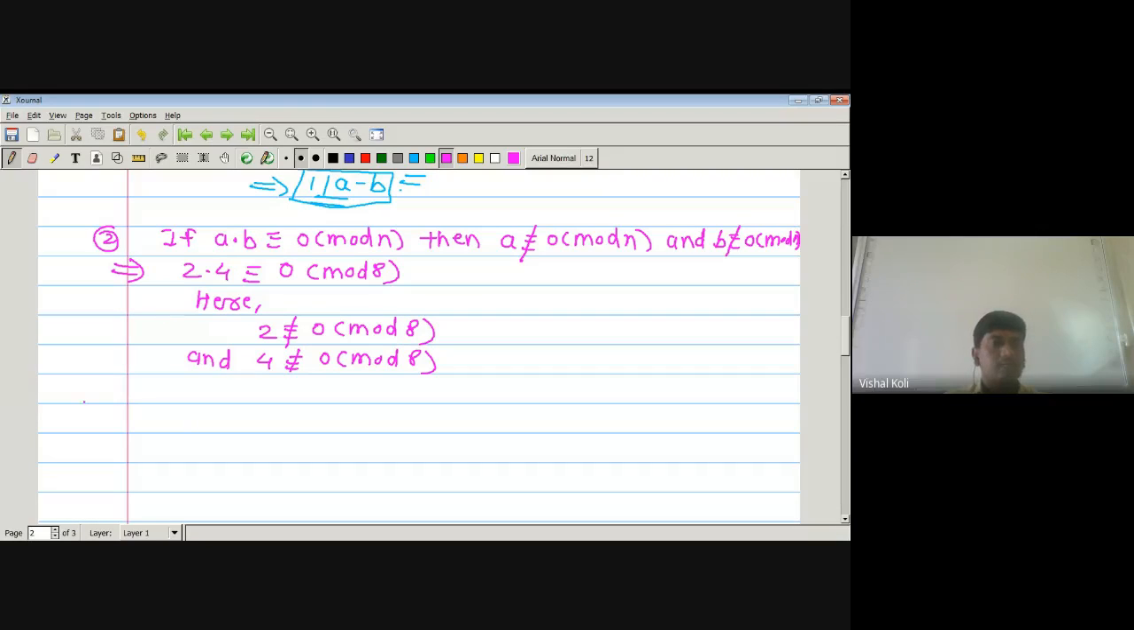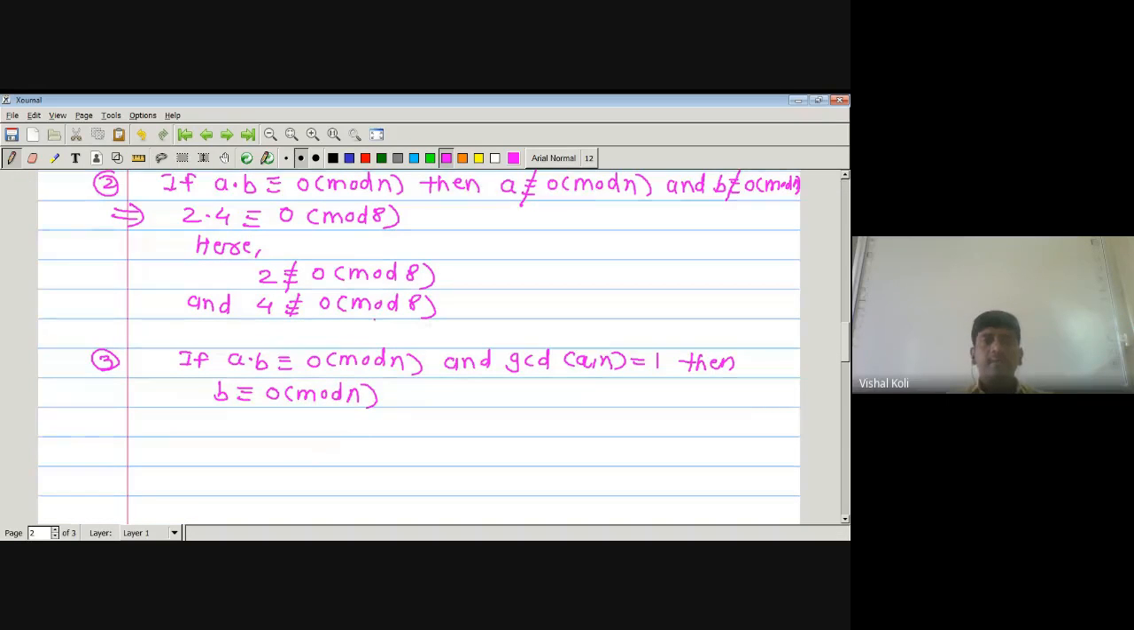Okay. Now the third one is: if a into b is congruent to 0 modulo n and GCD of a and n is equal to 1, then b is congruent to 0 modulo n. Here, given that a into b is congruent to 0 modulo n and GCD of a and n is 1, then we have to prove that b is congruent to 0 modulo n. How will you prove this one?